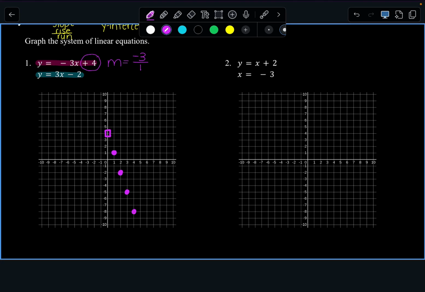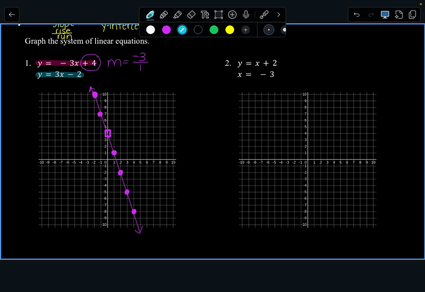I also want to fill it in the other direction, so I can go up 3, left 1. And then I want to connect these with a nice straight line. Okay, so that's for our first line.